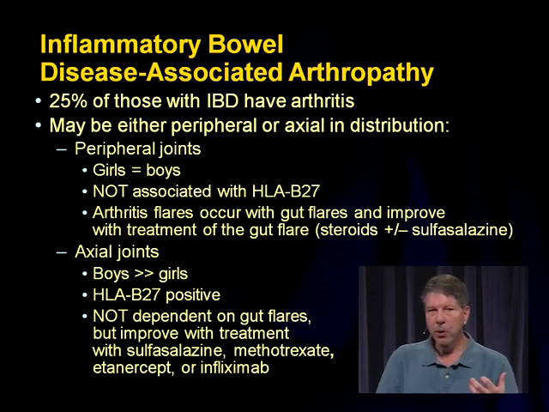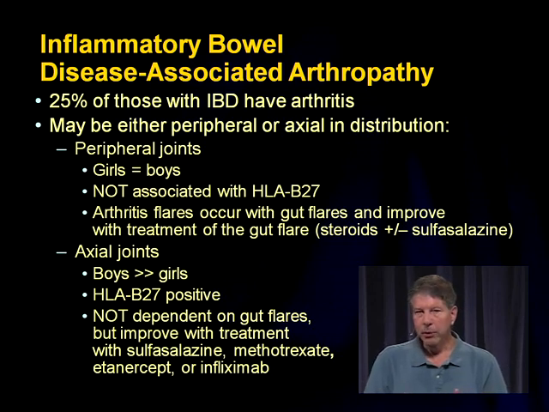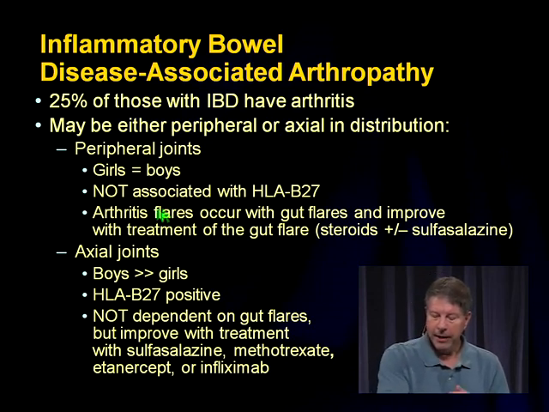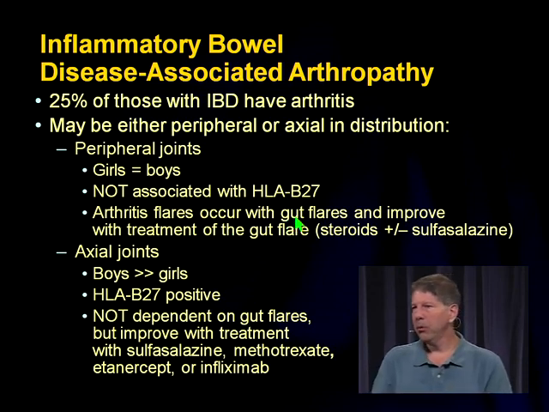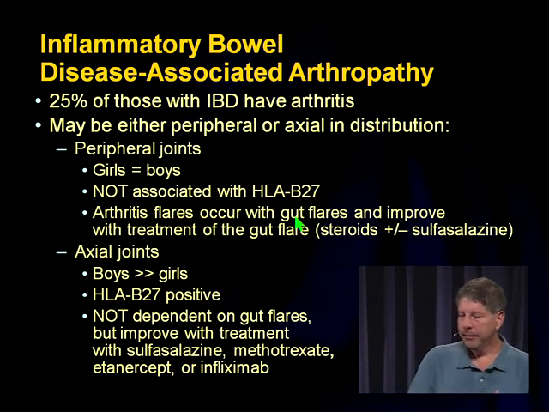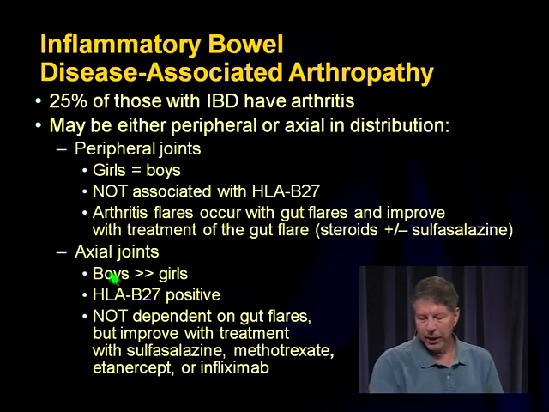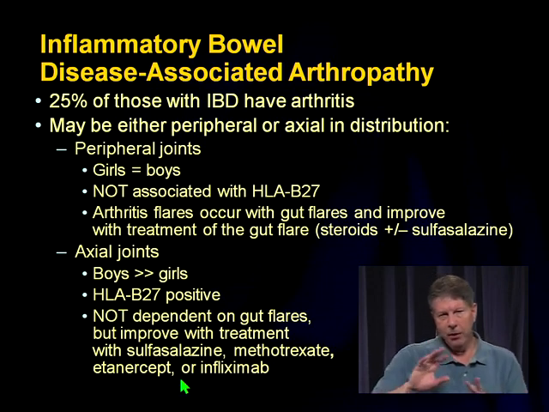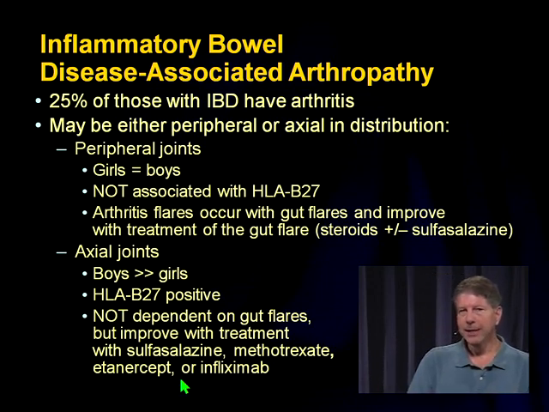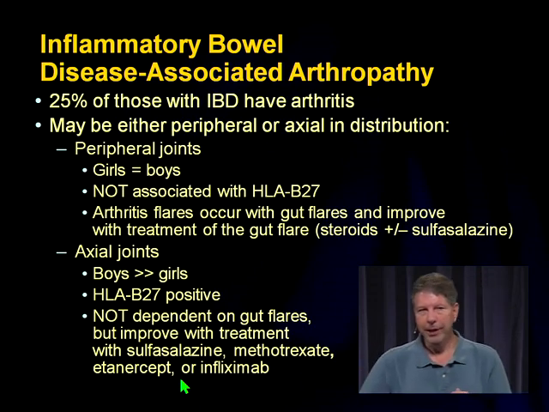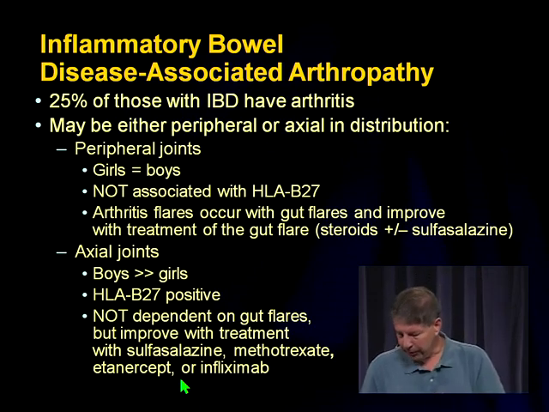If it's a peripheral joint, generally girls and boys are equally affected, and this one's not associated with HLA-B27. And the cool thing with this is that the arthritis flares are going to occur with the gut flare. So if you can keep the gut disease under control, you keep the arthritis under control. Okay? So if you can keep the gut under control, the arthritis is under control. For the axial joints, much more common in boys, HLA-B27 positive, they don't really go together. So they have inflammatory bowel disease, you treat that, it gets better, but their arthritis won't necessarily get better because their bowel disease is improved.